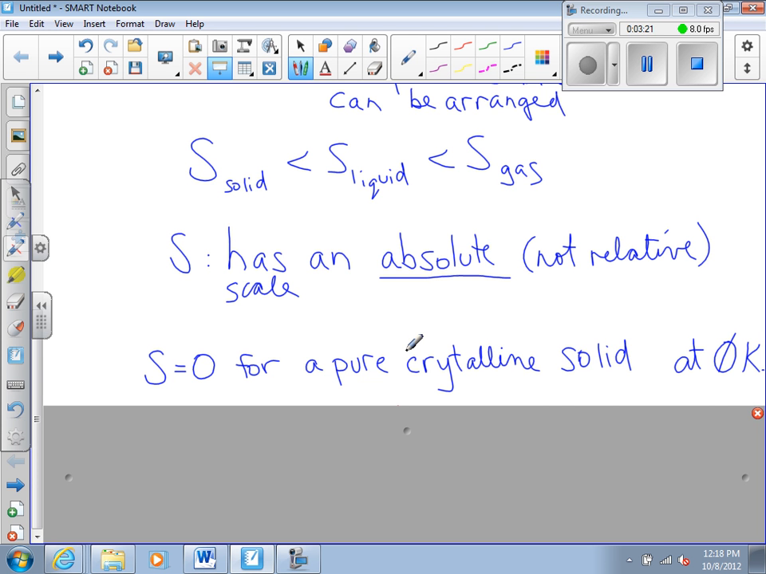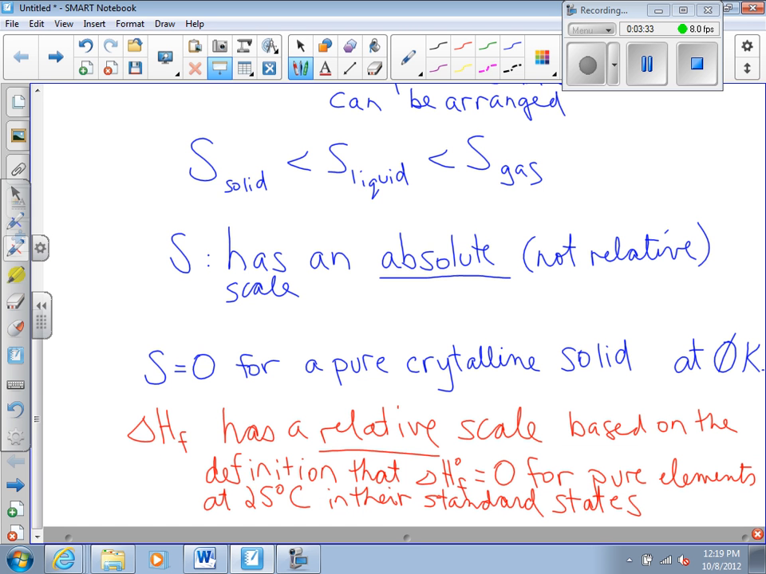And the formula for entropy, which we're not going to get into, you'd have to take a graduate statistical thermodynamics class to understand this fully. If there's only one microstate, then entropy is actually 0. So this concept of a relative versus an absolute scale. So here we have the absolute scale for entropy and this relative scale for enthalpy. Entropy has the absolute scale because we know that entropy is 0 at 0 Kelvin for pure crystalline solids.